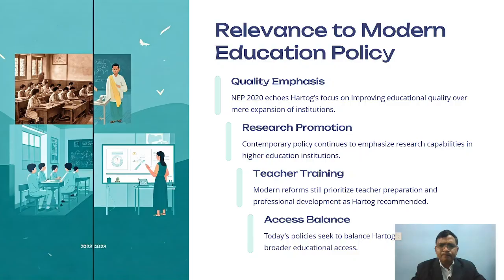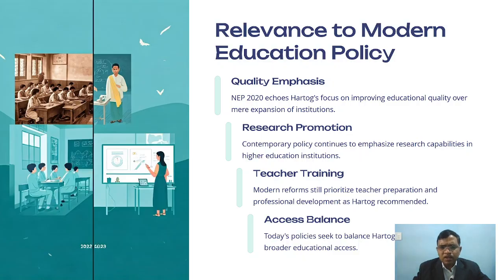Then what is the relevance of this policy today? Like the National Education Policy echoes the Hartog focus on improving educational quality over mere expansion of institutions. So NEP, the National Education Policy, is the extension of Hartog's ideas, because it focuses more on quality rather than quantity, and on research promotion. So contemporary policy continues to emphasize research capabilities in higher education institutions.